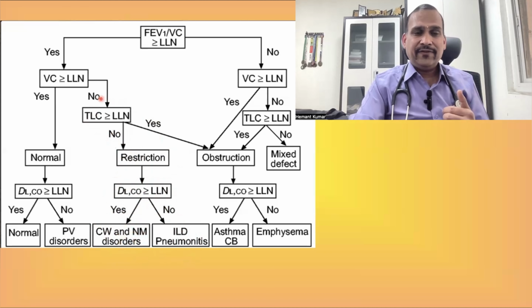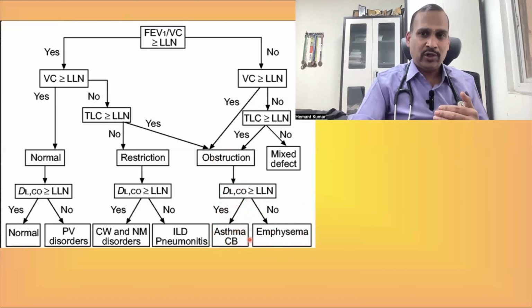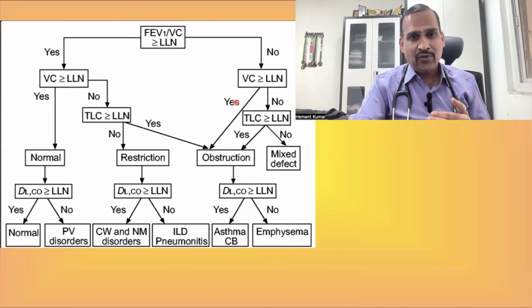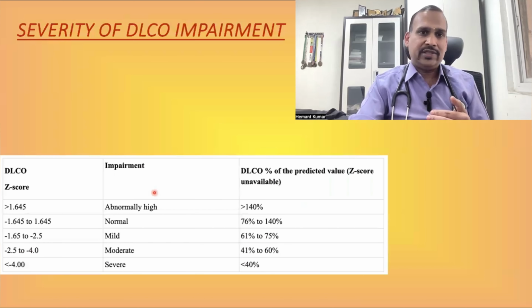Okay. If restrictive pattern but TLC is normal or more, then the problem is obstruction. If there is obstruction, we have to do DLCO. In DLCO, if reduced, emphysema. If DLCO is normal, asthma or chronic bronchitis. So this is how we should combine spirometry, total lung capacity, and diffusion study.